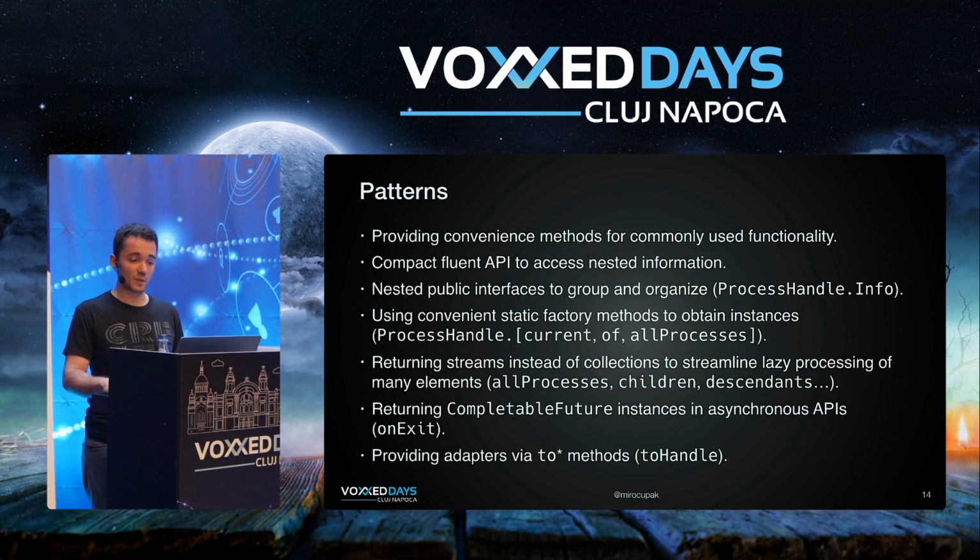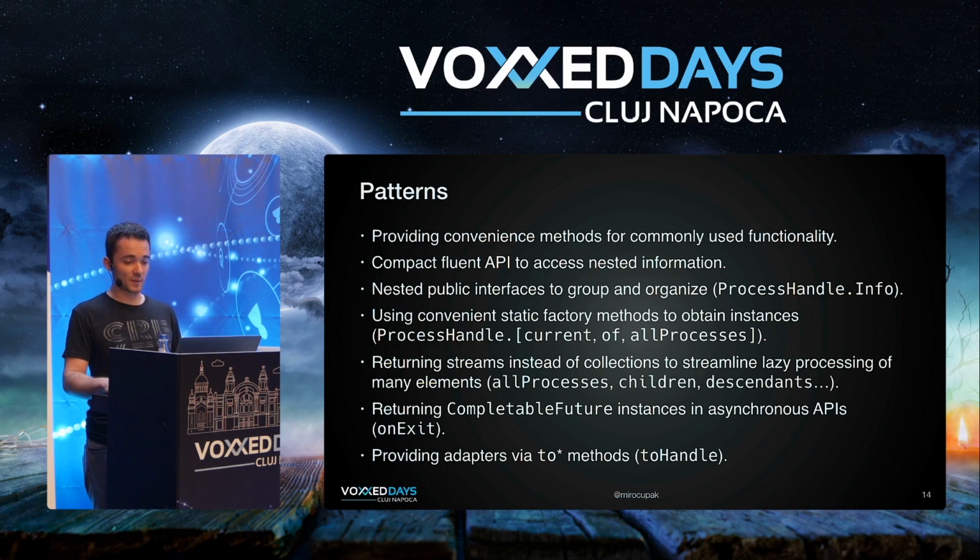And finally, some interesting patterns that we've seen, so things that we should do. It's a good practice to provide convenience methods in your APIs for commonly used functionality. Well, we've seen it with process info, methods like info, PID, command line. It made the API real pleasant to use. We saw the pattern of using fluent APIs to access nested information. In this case, we didn't have standard getter methods to deal with the process info. The API was more fluent.